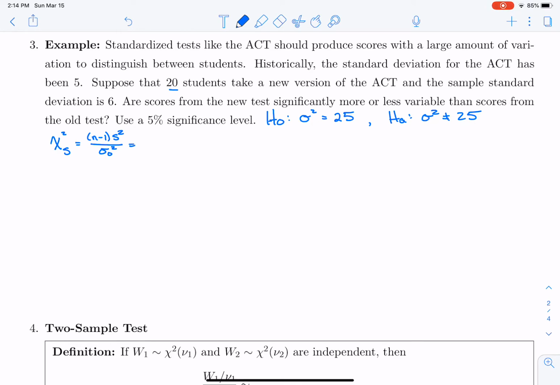We have 20 students, so n minus 1 in this case is 19. We have a sample standard deviation, which is 6, so s squared is 36. And then we have the standard deviation we were comparing to, which is 5, so that is a variance of 25. If we make that calculation, our test statistic is 27.36. And since we have 20 students, the degrees of freedom is 19. And now we need to figure out a p-value.